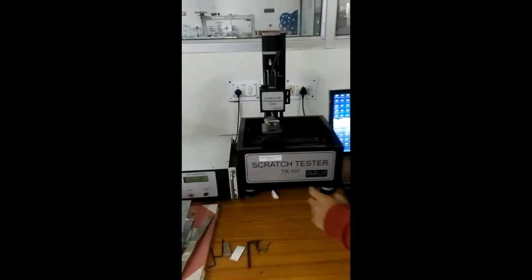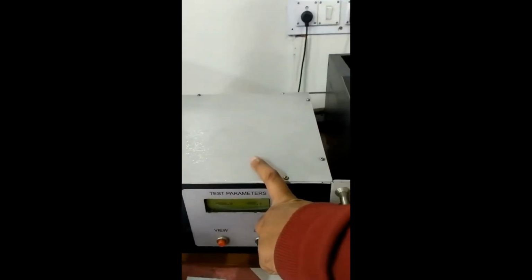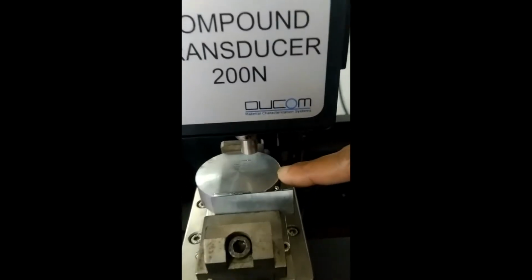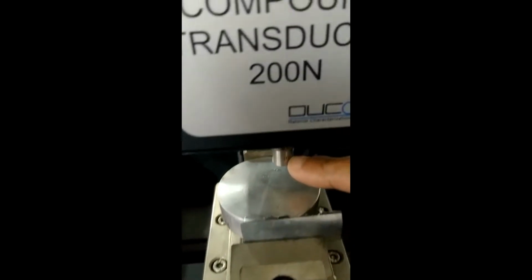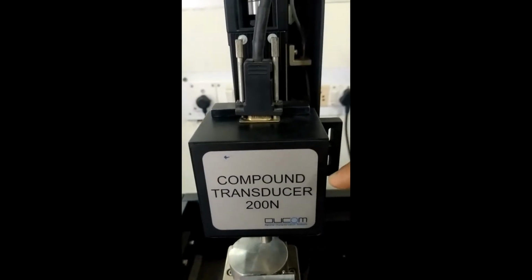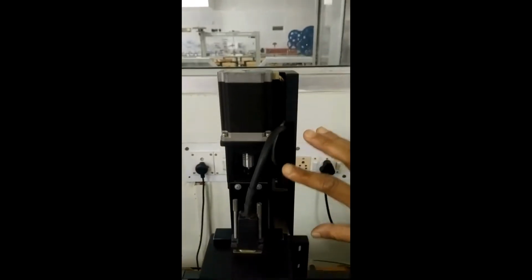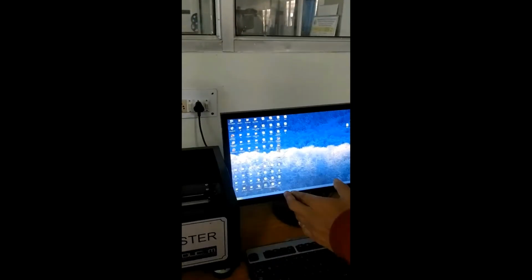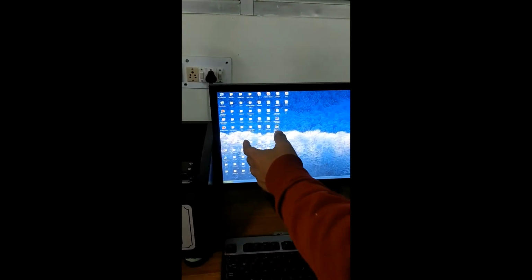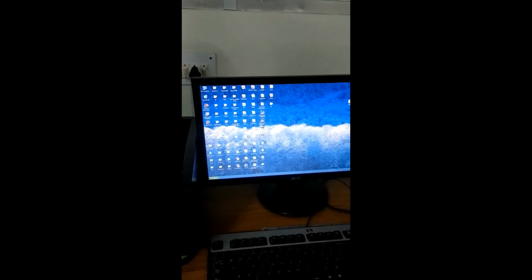This is the data acquisition system and this is the specimen unit. This is the specimen, which is held within this fixture, and this is the indenter, which is going to mark the scratch on the surface of the specimen. This is the transducer, which senses the scratch marks, and this is the assembly for holding the transducer. This is the data retrieving unit, the computer having the software that takes the data and shows us the graph.